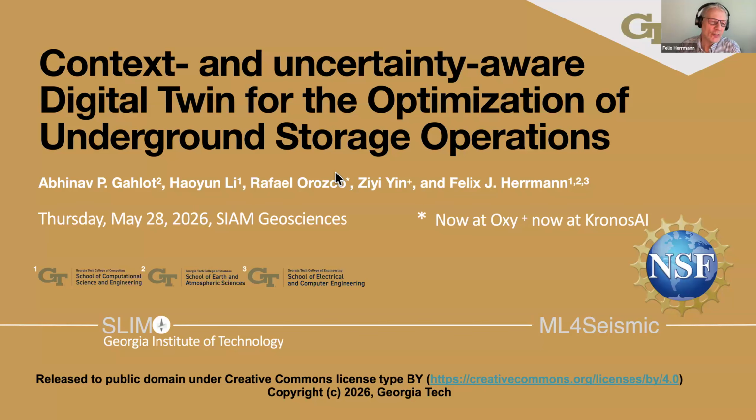Okay, so I'm going to talk today about one of the research directions we've been working on in my group, which basically is focusing on developing digital twins for optimization of underground storage operations. And since there's a lot of uncertainty in the Earth subsurface, we make it uncertainty aware. And there's also context, which basically means that there could be different physical processes active in the Earth. And so depending on the context, the digital twin will behave sort of differently.